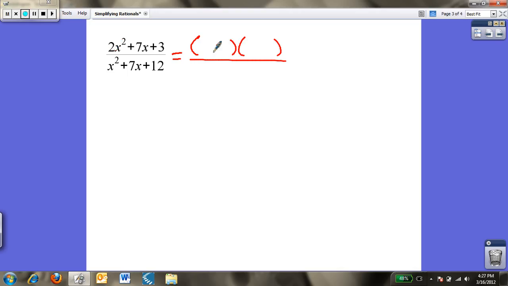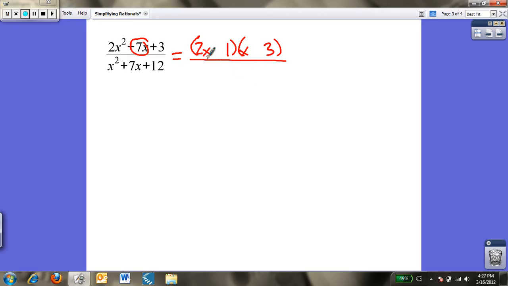2x squared must have been 2x times x. And then 3 had to have been 3 times 1. But here I have to be careful how I set it up because I do want to get 7x as my middle term. The correct way to do that would be to put the 1 here and the 3 there. 1 times 3 will give me the 3.